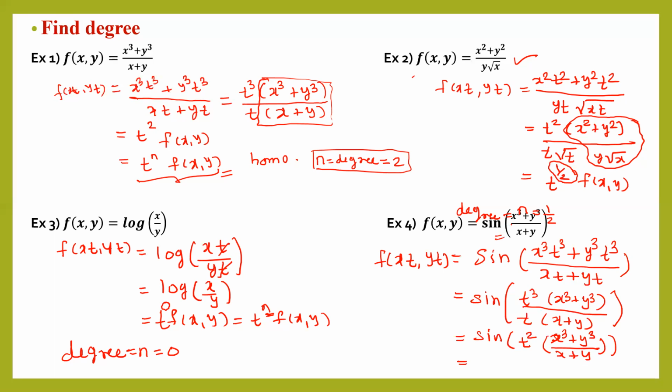So is it your original function f of xy? No, there is no t inside of this sine. So this is not the form t raised to n f of xy. So this function is not homogeneous. Cleared? How to check whether a function is homogeneous or not, and if it is homogeneous, then you can find its degree by replacing x by xt, y by yt, and getting this form t raised to n f of xy.